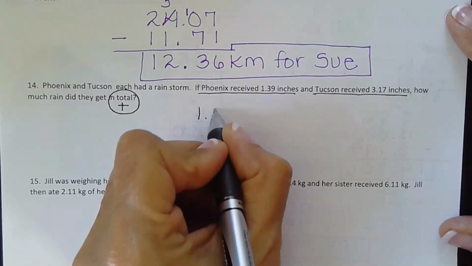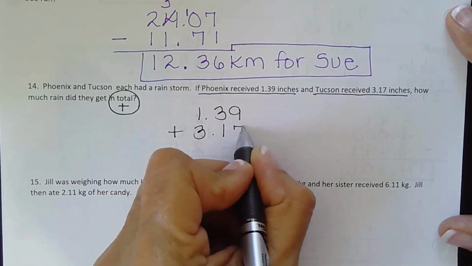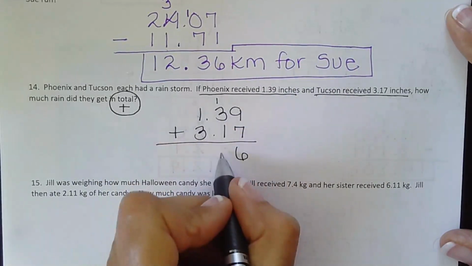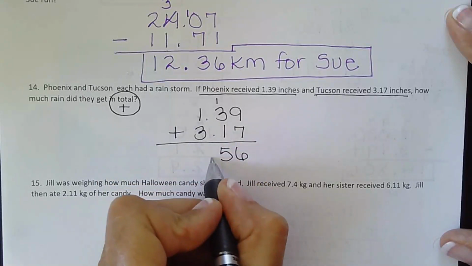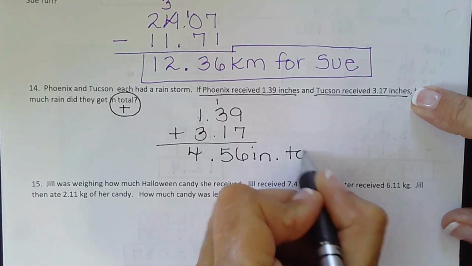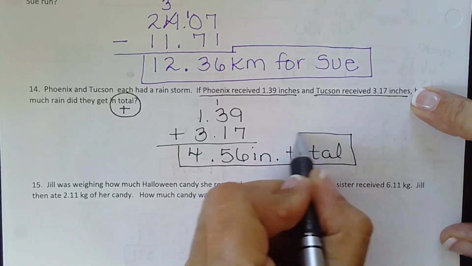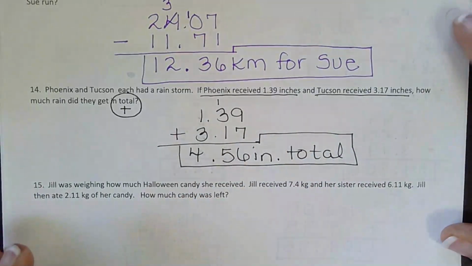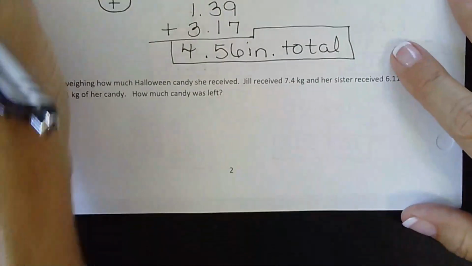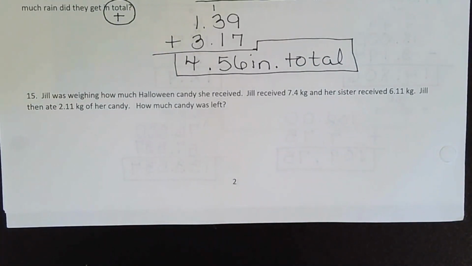So 1.39 plus 3.17, 16, carry 1, 3, 4, 5, straight down, 4.56 inches total. Okay, last one's for you. So go ahead and turn off the video and come back when you're done and we'll check that answer.